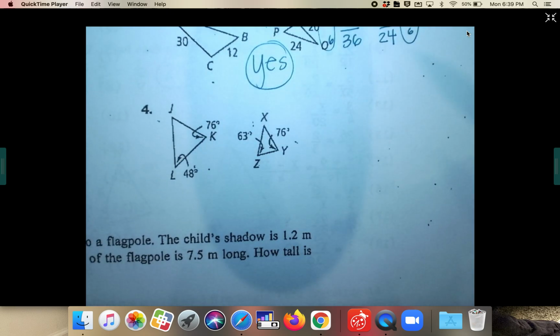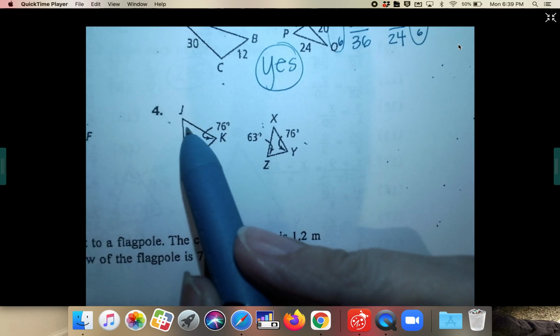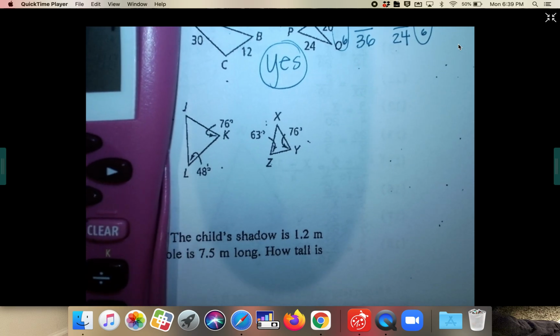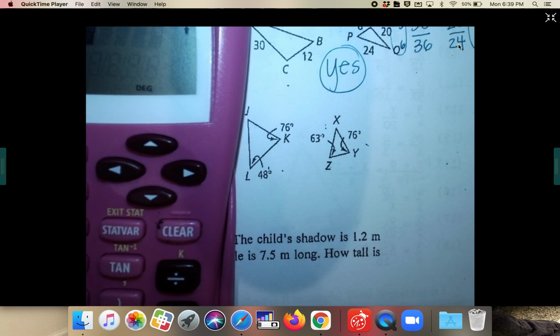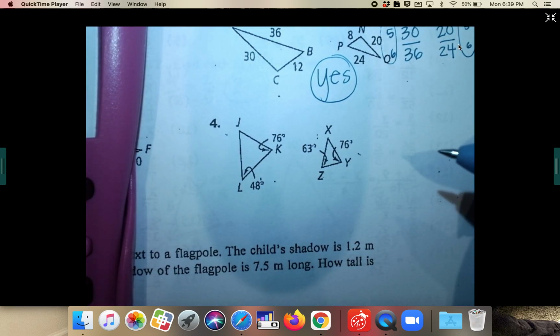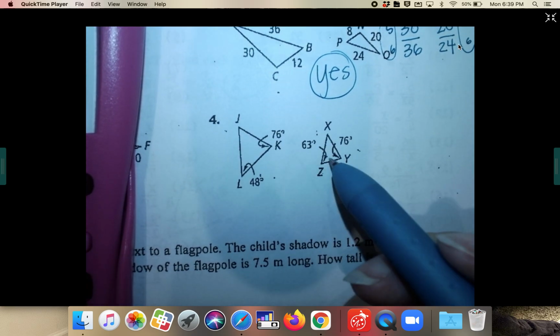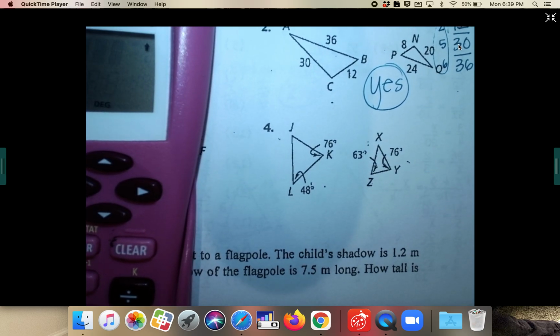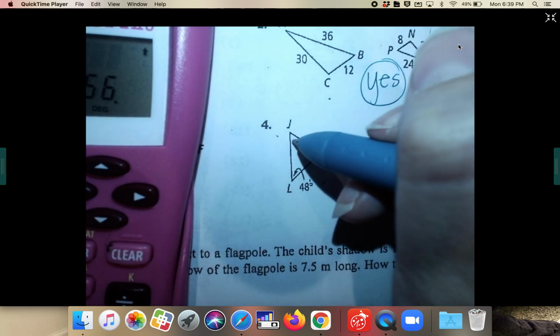Okay, you have to have angle similarity, at least 2 of them. And we have 48, 76, and I don't know. So I'm going to subtract from 180. So 180 minus 63 minus 76 is 41. Wait. Did I just do this little one? I'm sorry, I meant to do this big one. Not that it matters. 180 minus 76 minus 48 is 56.